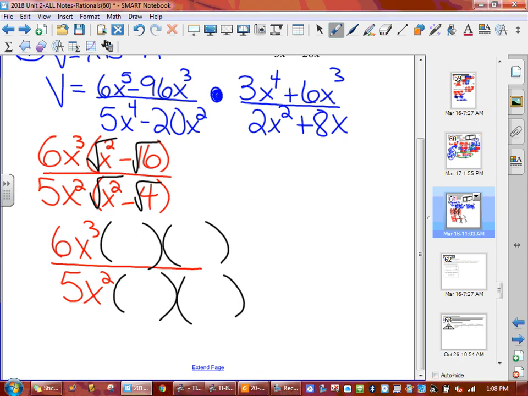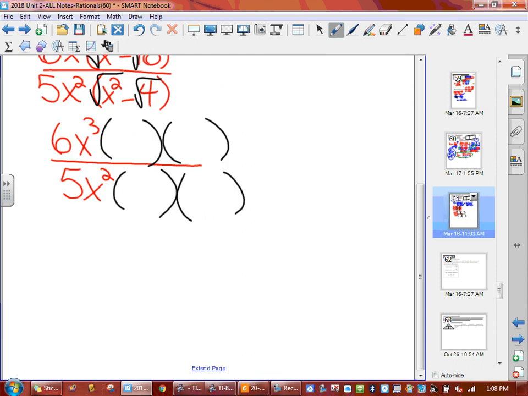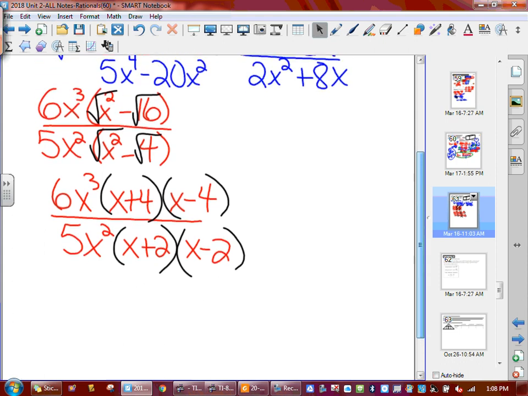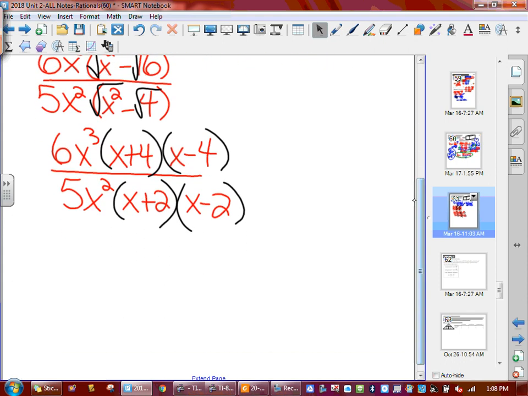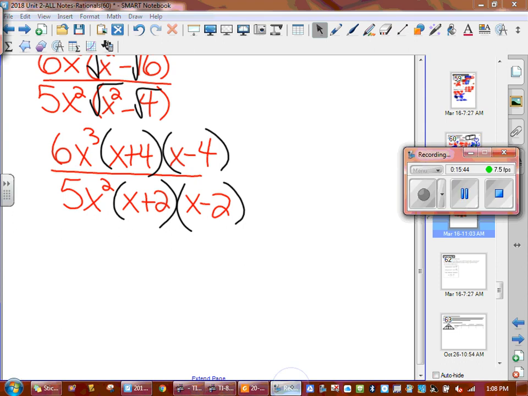Okay. Yes. Move up a bit, sure. Okay. So, square root of 16, 4. So we're going to have x plus 4 and x minus 4. What is the square root of 4? 2. So we're going to have x plus 2 and x minus 2. Perfect. Now we're going to go back up and we're going to do the same thing to the right-hand side. Okay, I'll give you a moment to write that down.